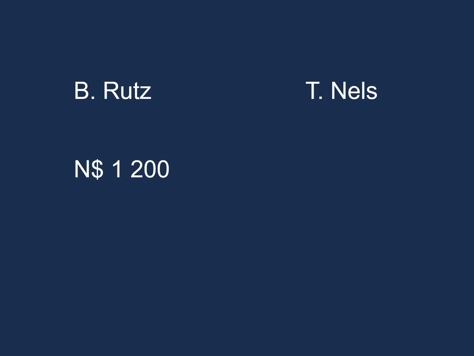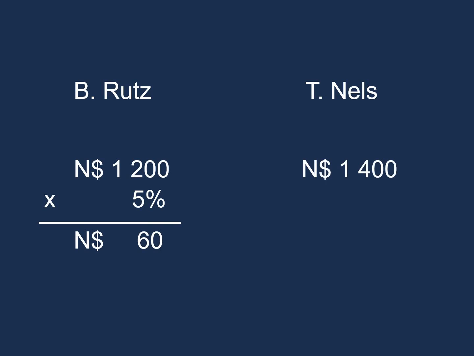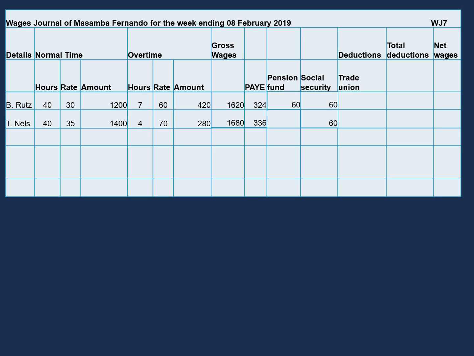Now let's move on to our pension fund. Our pension fund is calculated at 5% of normal wages. So the normal wages for B Roots is 1,200 multiplied by 5%, we will get $60. And the normal wages for T Nels is 1,400. If you multiply that with 5%, we will get $70. Let's go ahead and enter that in our wages journal.